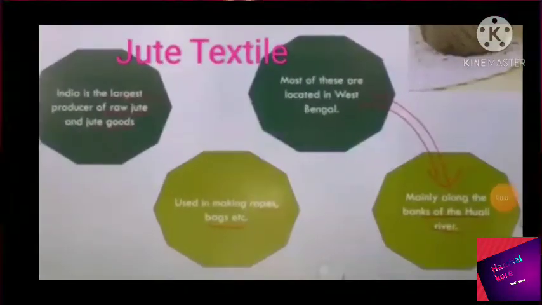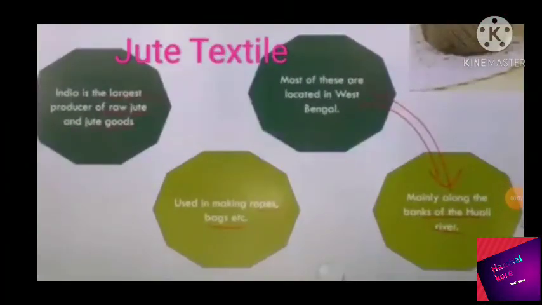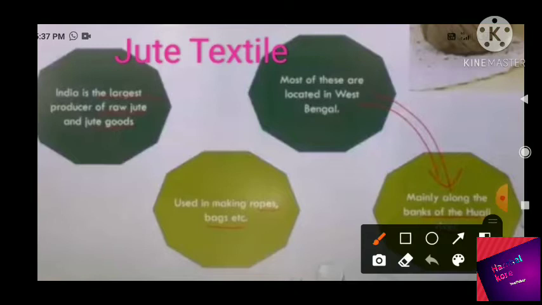Our first topic is jute textile. India is the largest producer of raw jute and jute goods. Most of these are located in West Bengal. Keep it in mind that whenever the word jute textile comes, West Bengal comes with it. Most of the jute textiles are located in West Bengal.